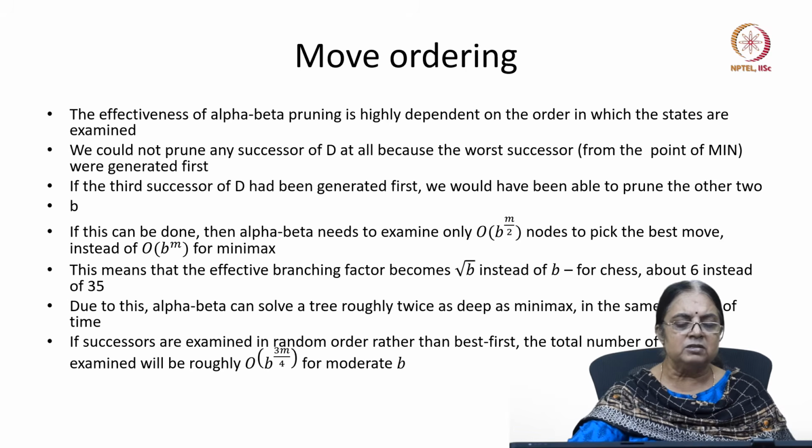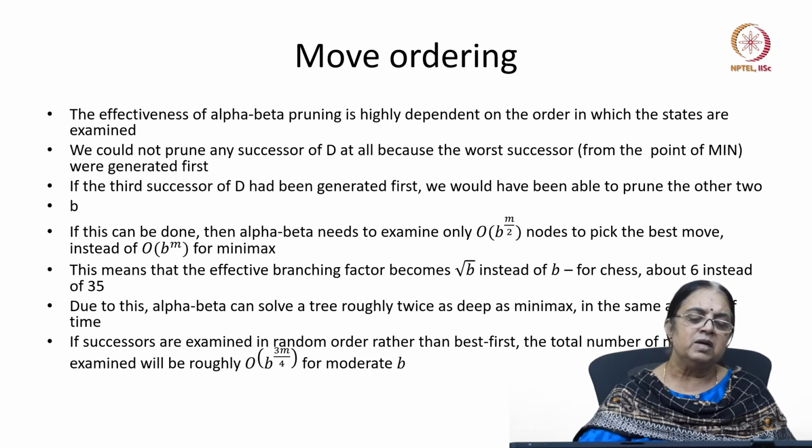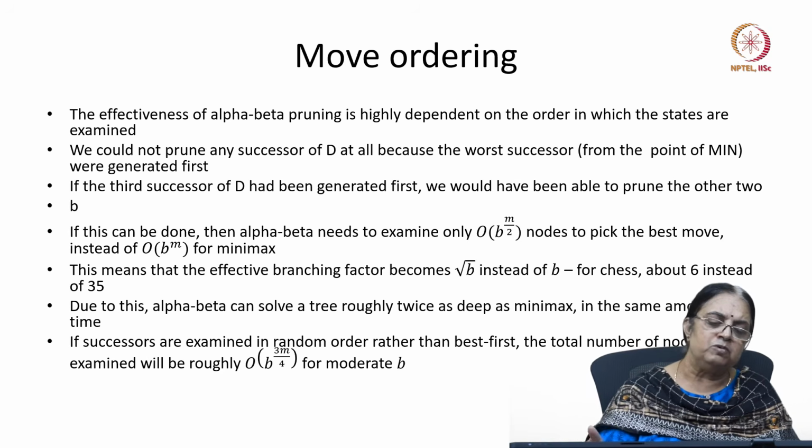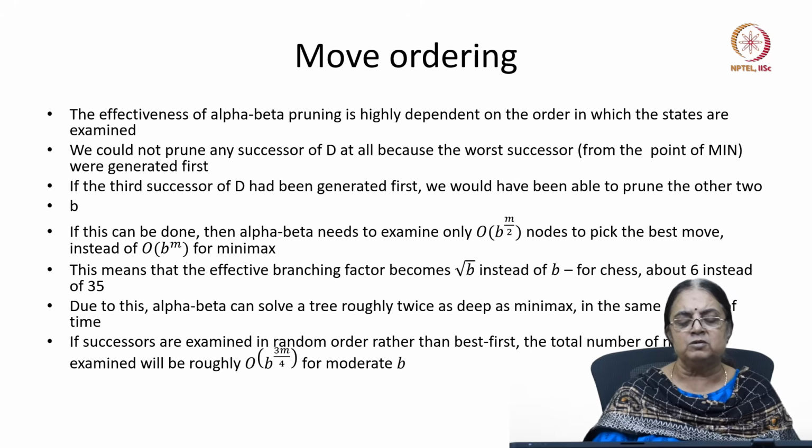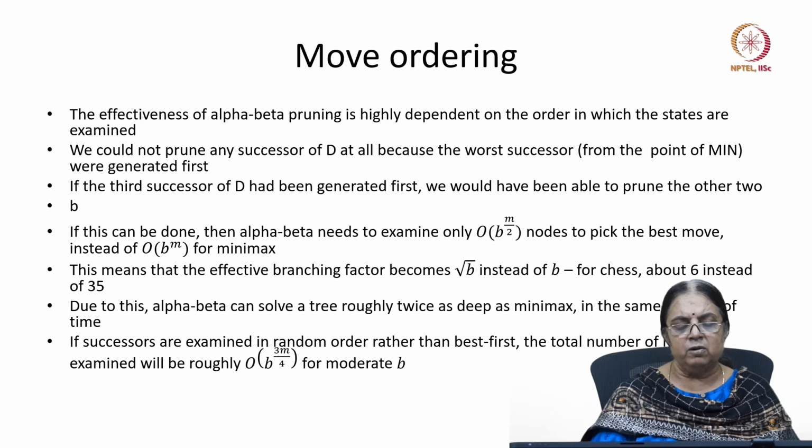If the successors are examined in random order rather than best first, the total number of nodes examined would be order of b to the 3m by 4. This is what you find if you are using alpha beta pruning: sometimes the pruning is possible, sometimes it is not possible. So the number of nodes that you will be examining is order of b to the 3m by 4.